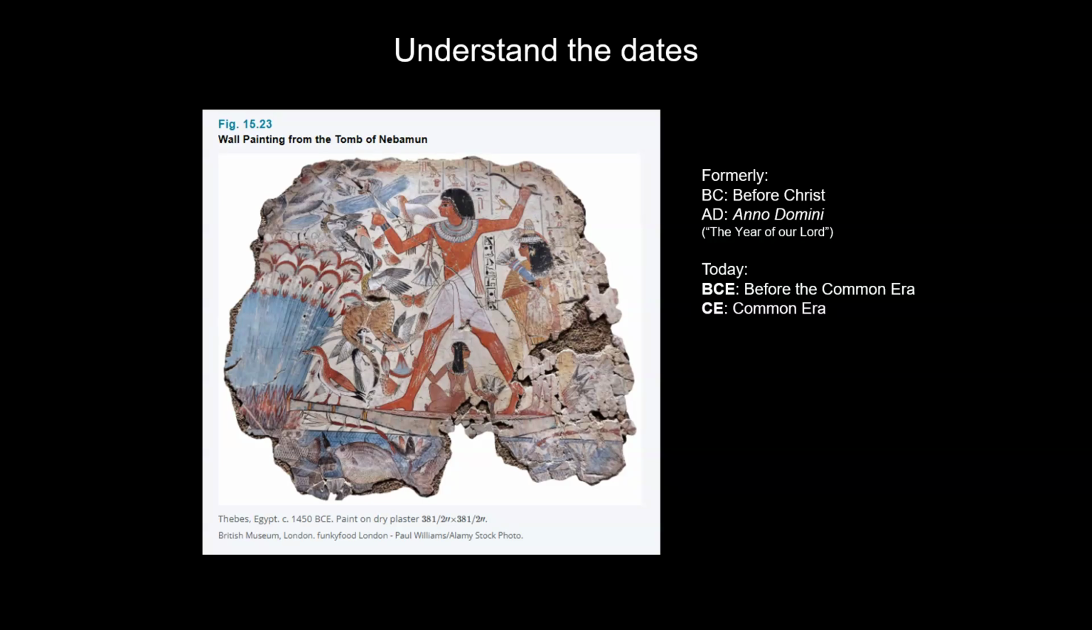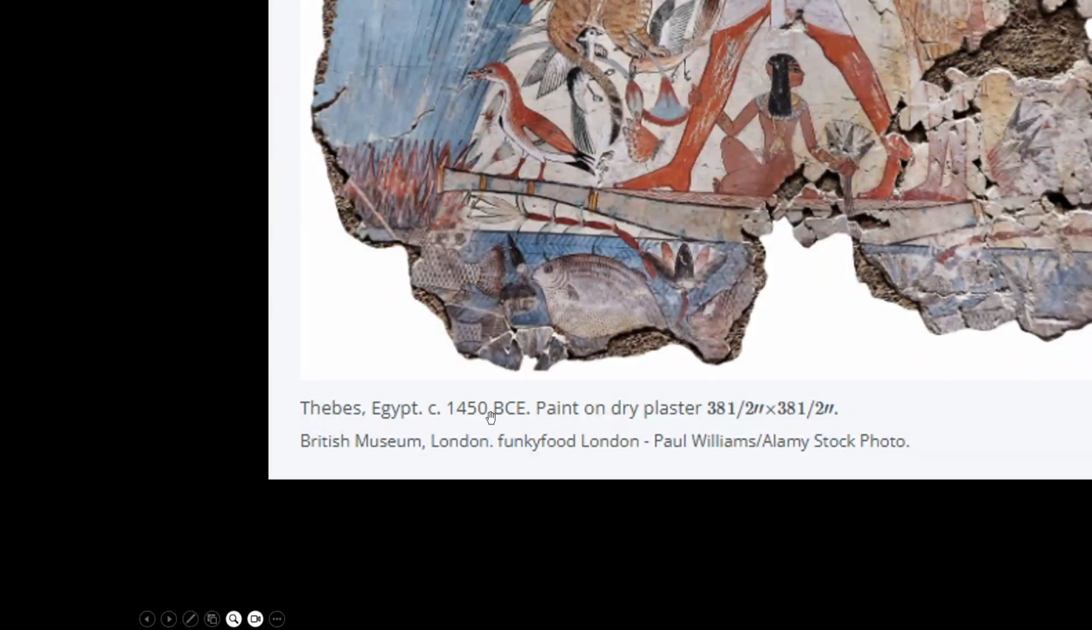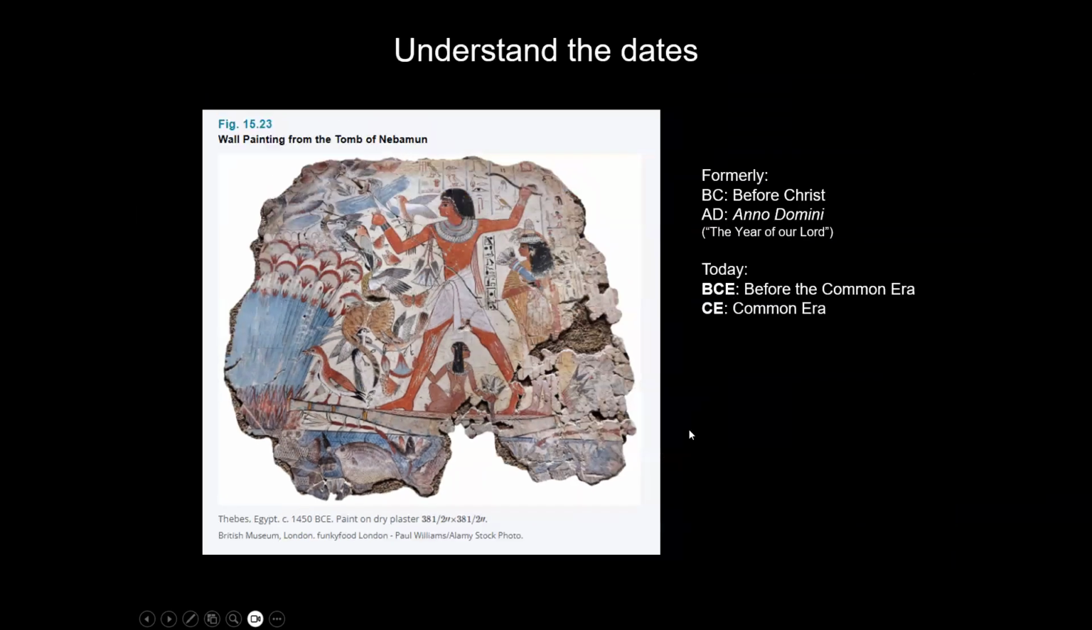And to further take a look at the date, you'll notice that there's this little lowercase c in front of the date. That little c stands for circa, meaning about or approximately. When was this work of art made? Around 1450 BCE.